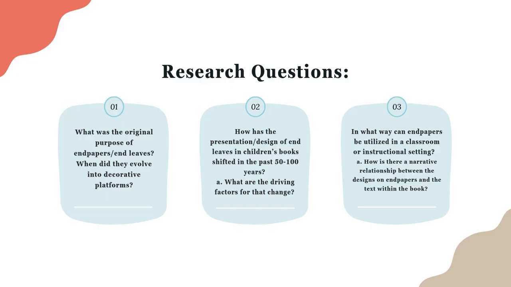Next, let's look at the research questions which guided my queries. 1. What was the original purpose of end papers or end leaves, and when did they evolve into decorative platforms? 2. How has the presentation or design of end leaves in children's books shifted in the past 50 to 100 years? Sub-question: what are the driving factors for that change? 3. In what way can end papers be utilized in a classroom or instructional setting? Sub-question: how is there a narrative relationship between the designs on end papers and the text within the book?